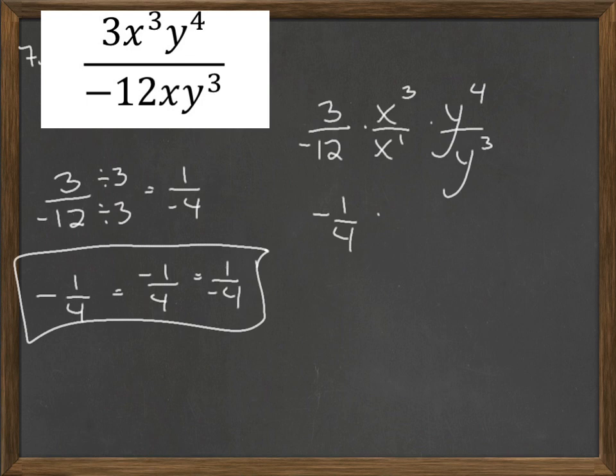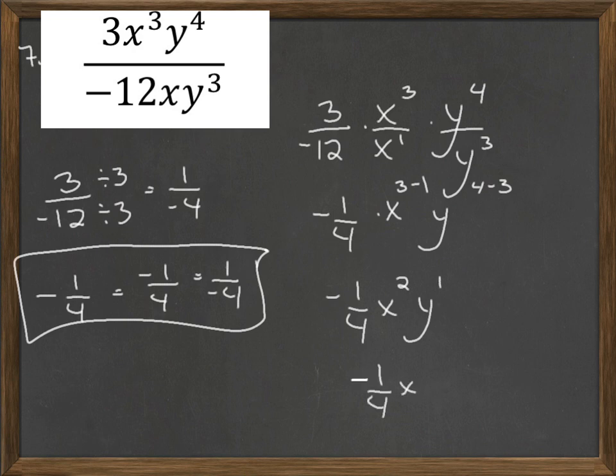Okay, so then for our variables, we are applying the quotient rule, which tells us to subtract these exponents. So we're going to have 3 minus 1 and 4 minus 3. Okay, 3 minus 1 is 2, so we have x squared. 4 minus 3 is 1, so we have y to the first power. And then we can write this even more simply as negative 1/4 x squared y. So that's going to be our final answer.